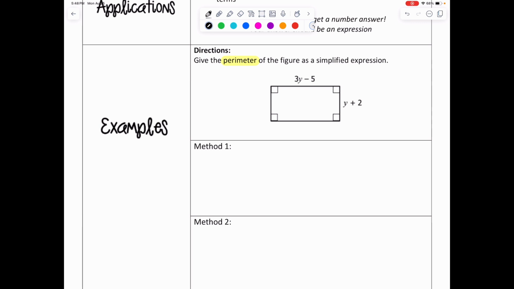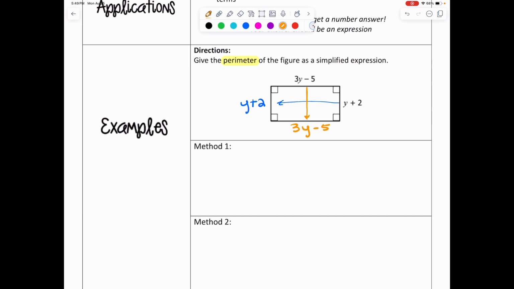It's a rectangle. So important to fill in the rest of the labels. Opposite sides are the same. So if this side is y plus 2, this side is also y plus 2. And if this side is 3y minus 5, then this side is also 3y minus 5. That's the property of a rectangle.